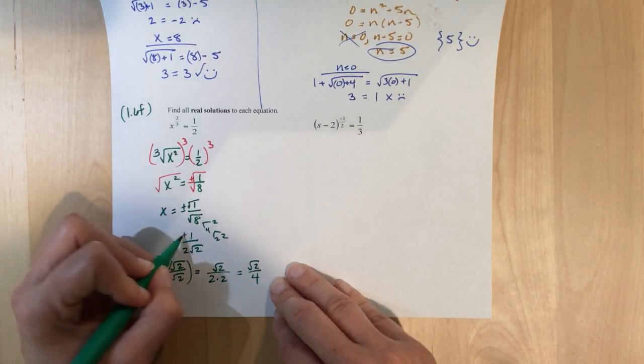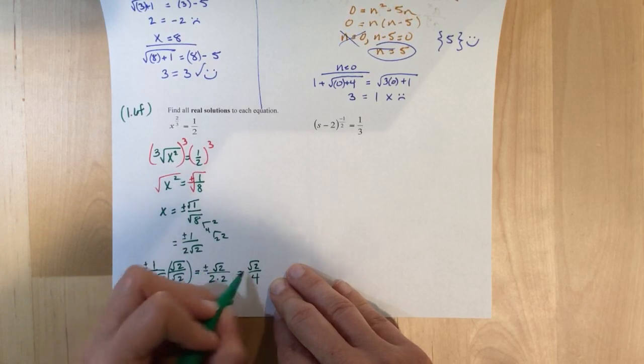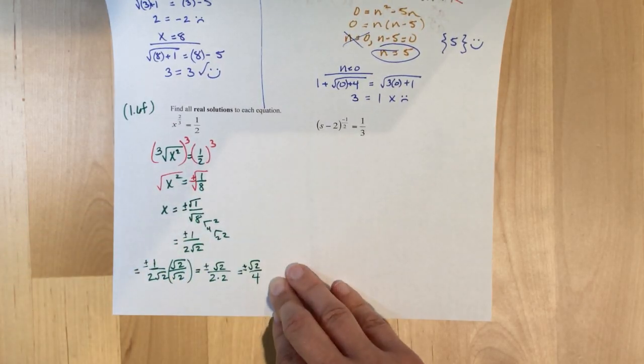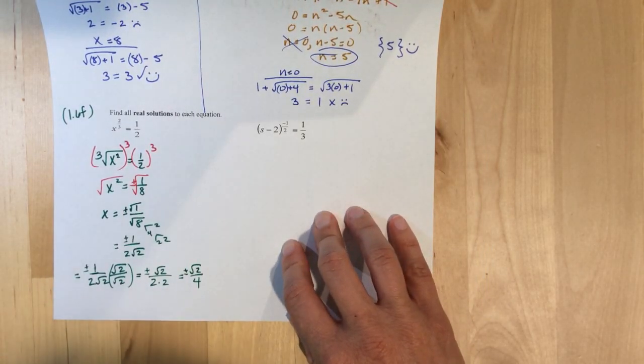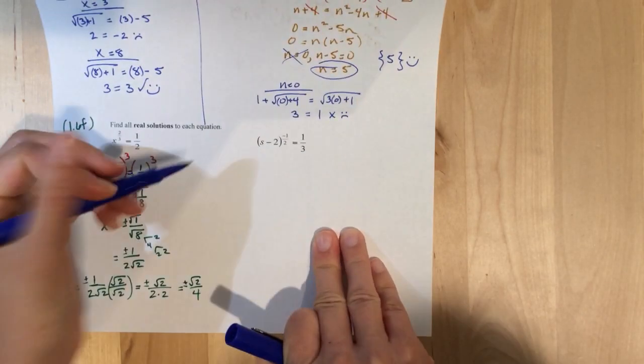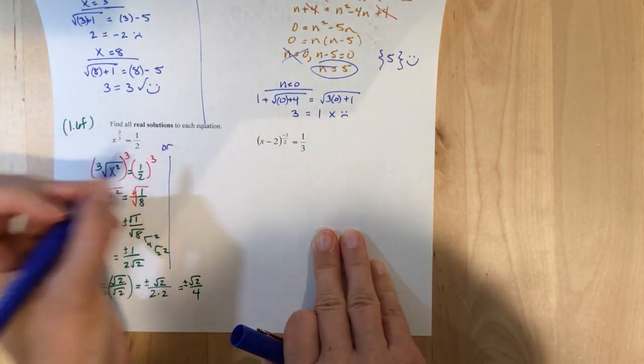So, I keep forgetting all of this plus or minus. So here the answer is plus or minus the square root of 2 over 4. And there you go.